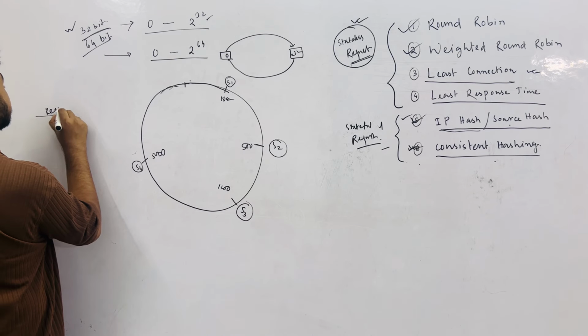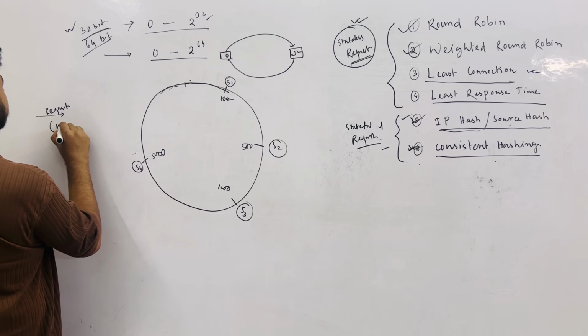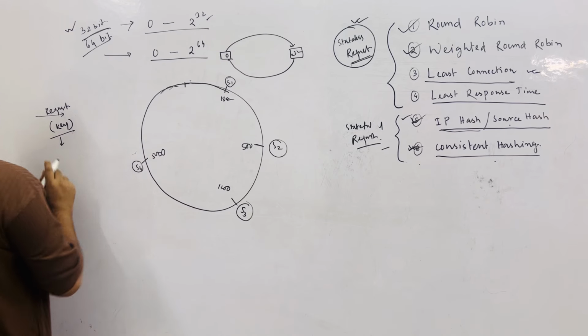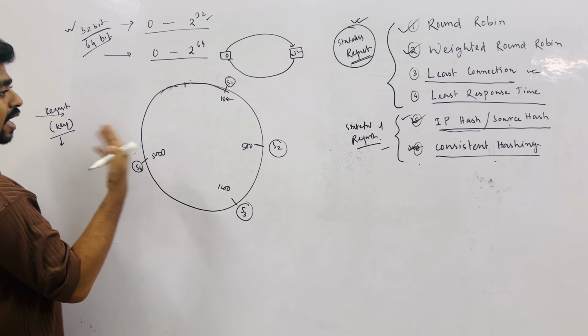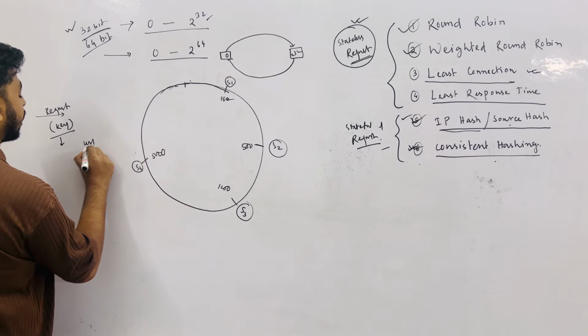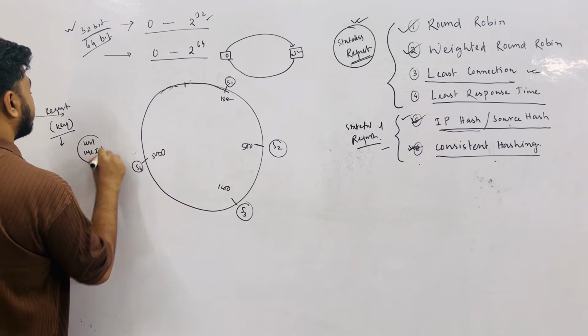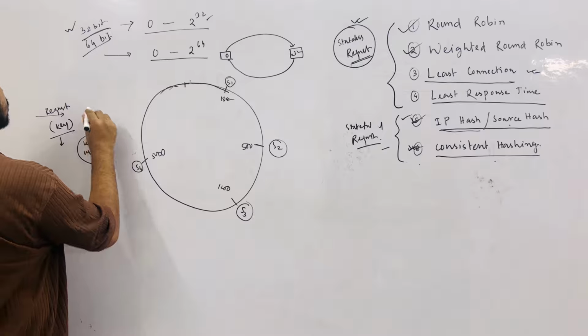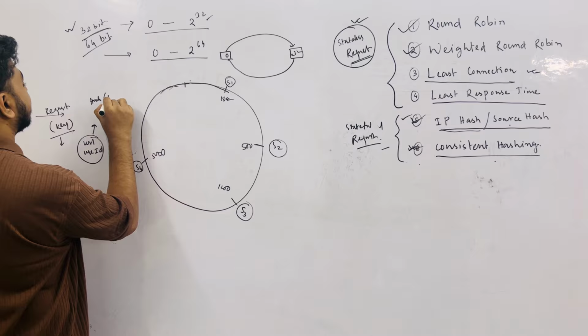So for each request we will get a key. This key is going to be a customized key. We can have our own key. Suppose we are taking URL, user ID or something, and we are maintaining a key. That key we are going to hash.